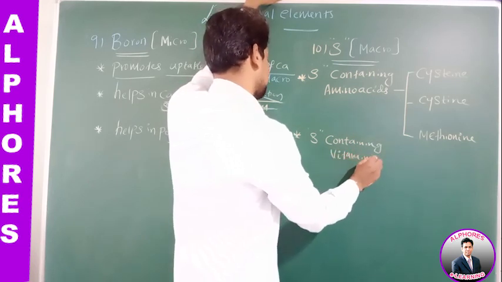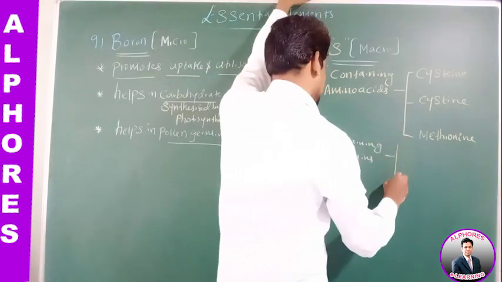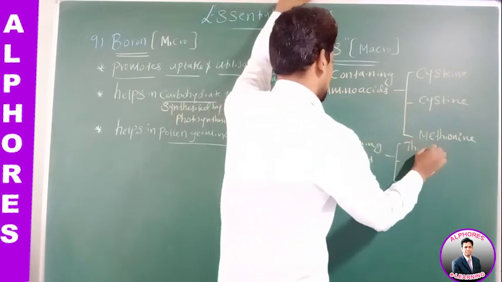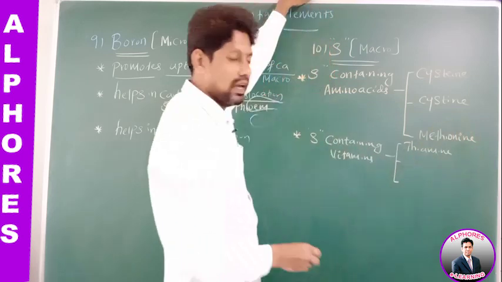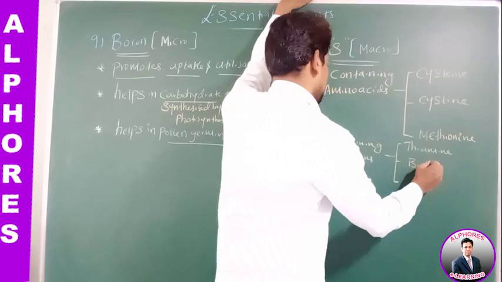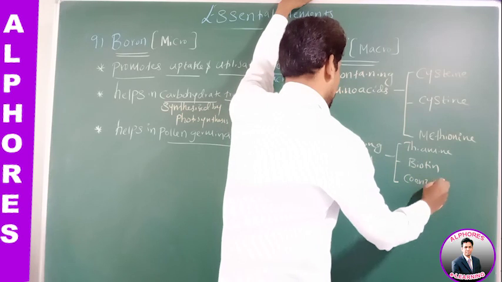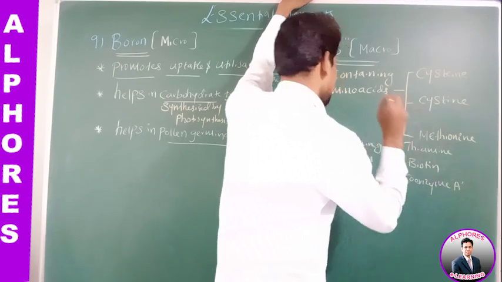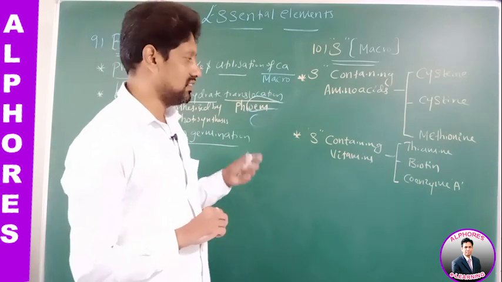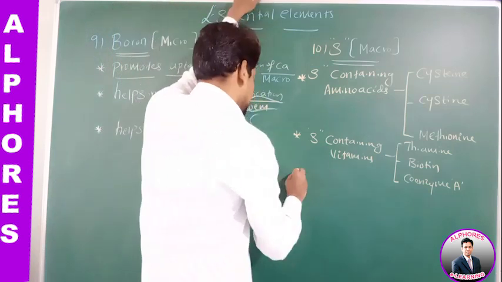Sulfur containing vitamins. Number one, thiamine. Next one is biotin. Next one is coenzyme A. Therefore, thiamine, biotin and coenzyme A, these three are sulfur containing vitamins. Now, listen to this statement.